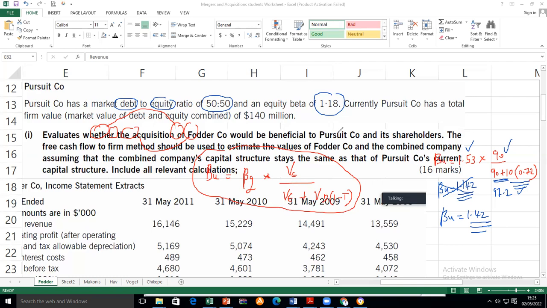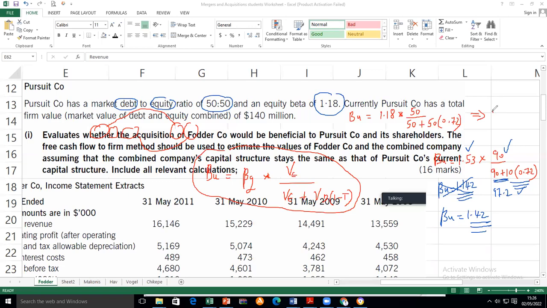So let us do our multiplication then. The asset beta will be 1.18 multiplied by 50 over 50 plus 50 times 0.72. What answer do you get?